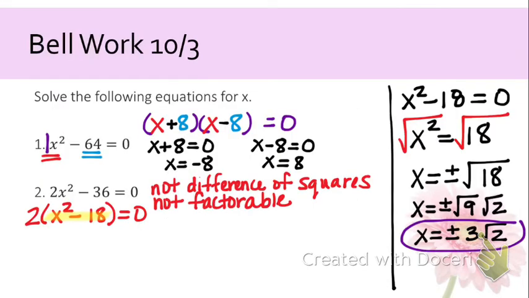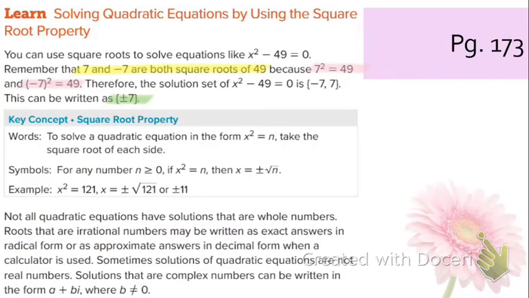Going back to the bell work that we just did, notice I put a plus minus in front because there's always two solutions when you take the square root. So for the square root property, which is what we're going to talk about today, if x squared equals n, x is going to equal plus or minus, and that's the key word. It's two solutions. It's always two answers. One answer is positive and the other one is negative.